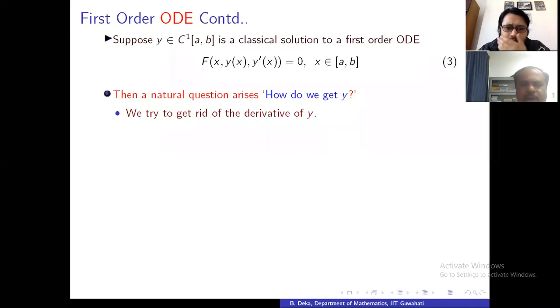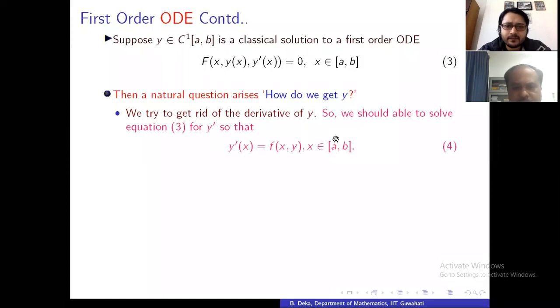If you can get rid of the derivative of y, then basically that will give you an expression for y. So in this case, if you are expecting to get rid of the derivative of y, the first assumption is that you should be able to solve this equation 3 for y'(x). So if you are able to solve this equation for y'(x), that means y'(x) can be written as a function of x and y(x), as clearly written in equation 4. So y'(x) is equal to f(x, y) for x belonging to (a, b).